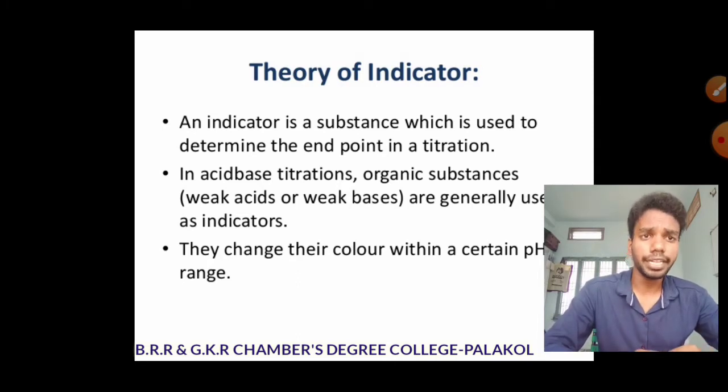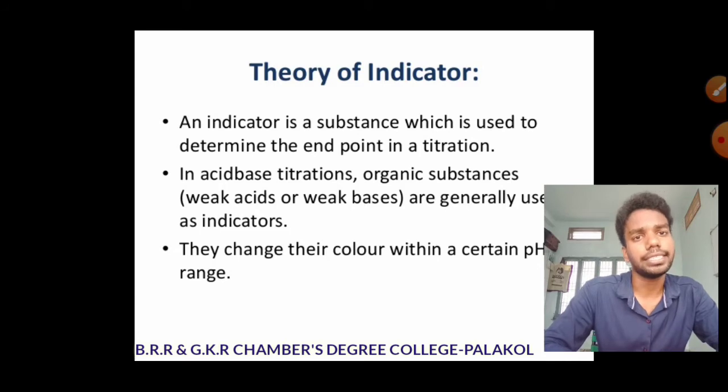So for the reason, you have to understand the theory of indicators. First thing, the indicator is a substance which is used to determine the endpoint of the titration. In acid-base titrations, the indicators are organic substances. They are weak acids or weak bases, and are generally used as indicators. So all acid-base indicators are weak acid or weak base organic compounds. They change their color with a certain pH range.